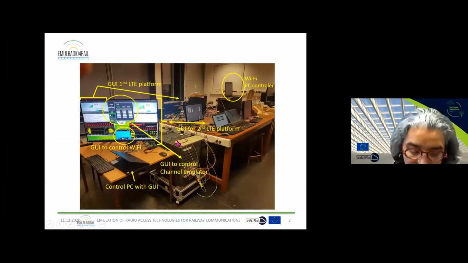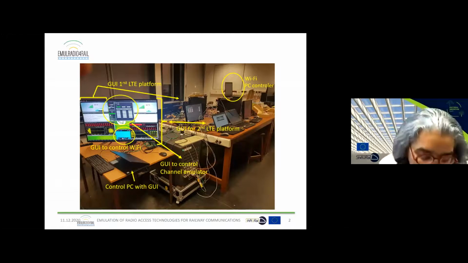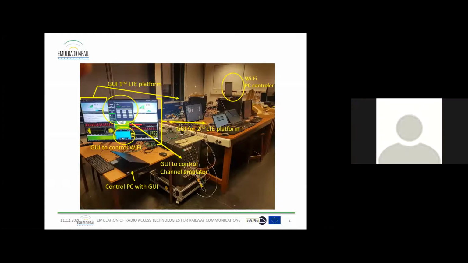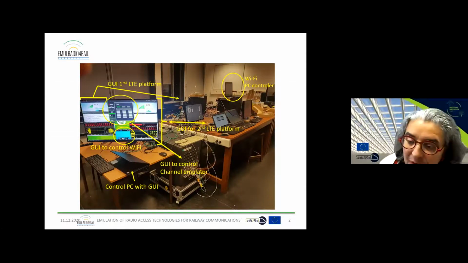As you have seen, even if we were not able to go to the Siemens lab in Germany due to COVID restrictions, we obtained the proof of concept of our emulation platform. I agree that it is big, but channel emulation is big equipment. It's quite difficult to reduce this.